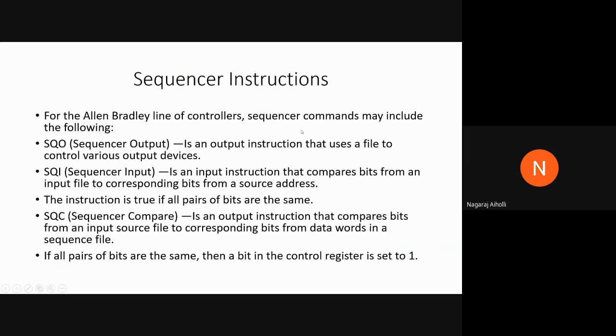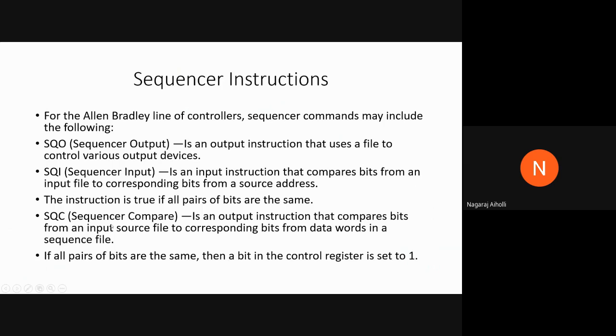So these are the various commands used by the sequencer instructions. You will have to remember these commands, which may be asked in examination. The instruction history for all pairs of bits are the same. This SQI instruction becomes true if all the bits compared from the input file to the source file are the same.